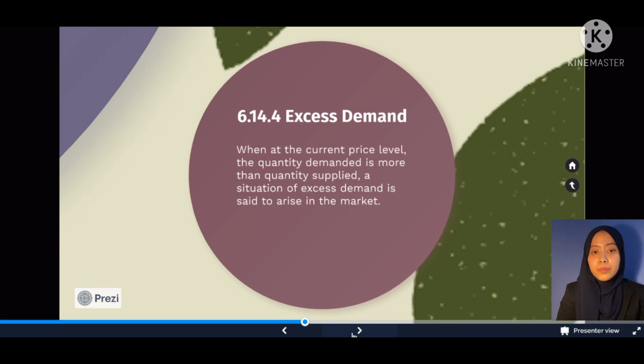In 6.14.4, when at the current price level the quantity demanded is more than the quantity supplied, a situation of excess demand is said to arise in the market. Excess demand occurs at a price less than the equilibrium price. Since the price is low, it will act as a bait for buyers to flock to the market, which would lead to competition among these buyers. This competition would lead to an increase in prices.